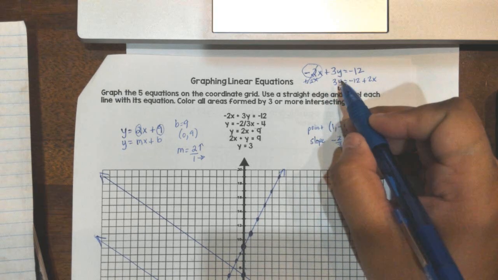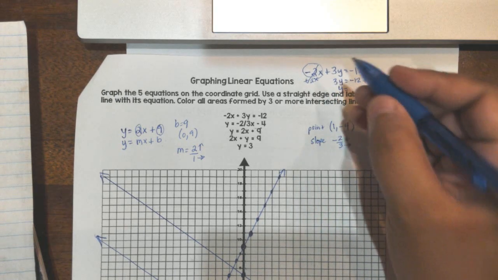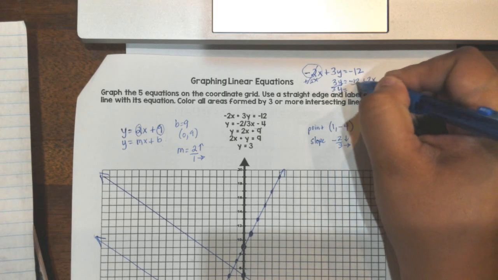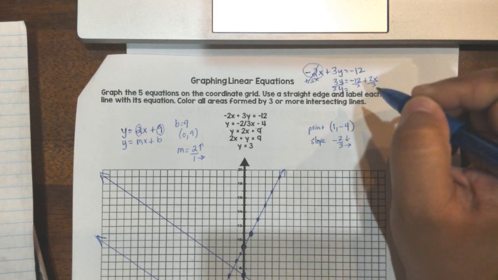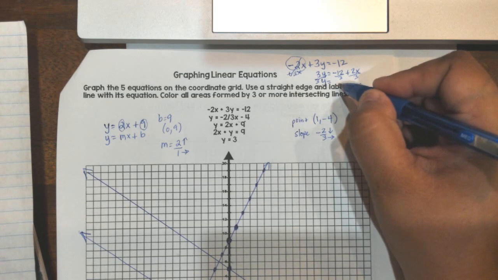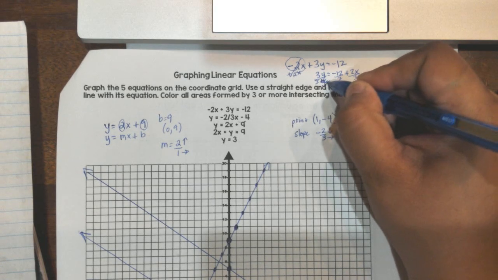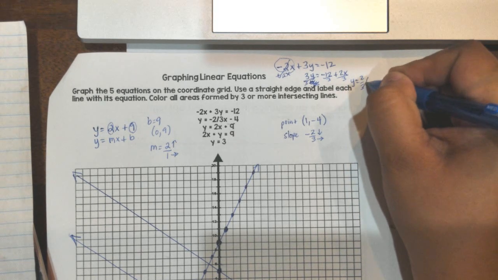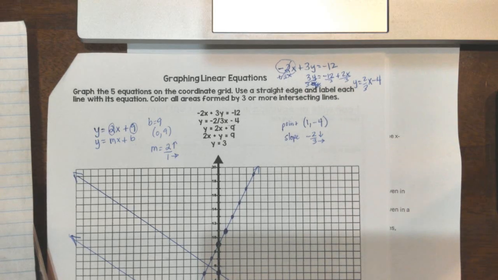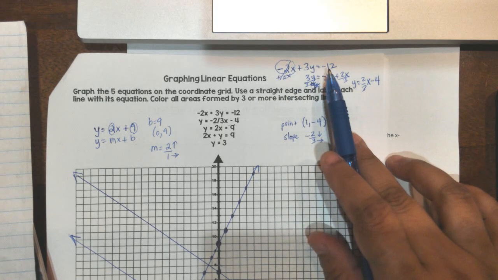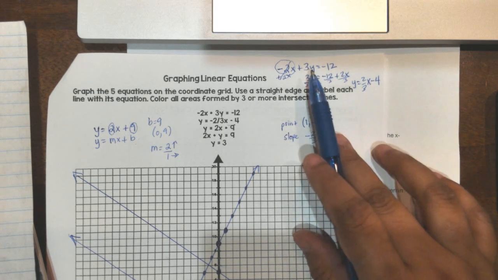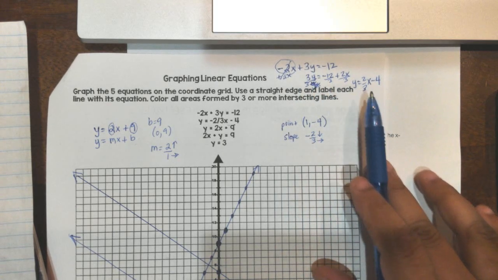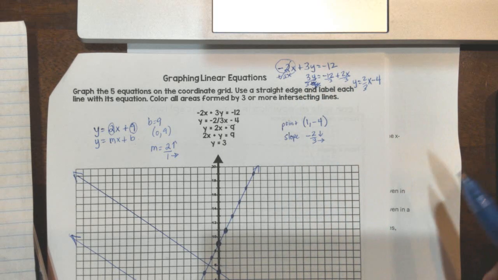So now I have 3y, 3 times y. How do you get rid of the 3? You divide. At this point, you should not have any problems with this. So now y is equal to 2/3 x minus 4. All right, so what does that tell me? Now I have the standard form in slope-intercept form, and these equations are equivalent. Equivalent means that they're the same thing, just in a different format.